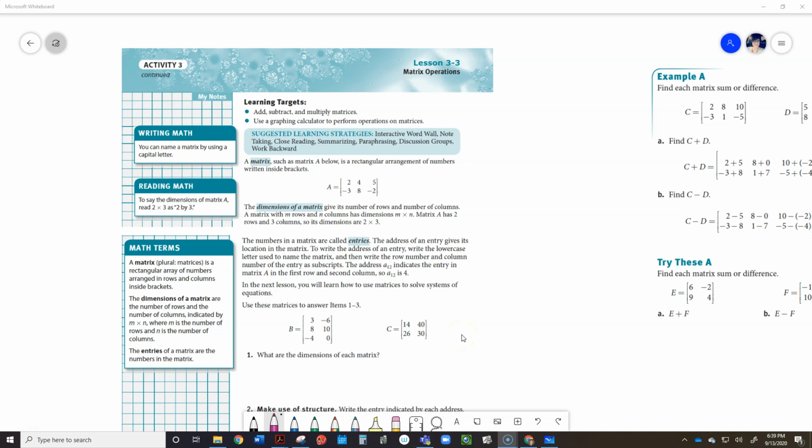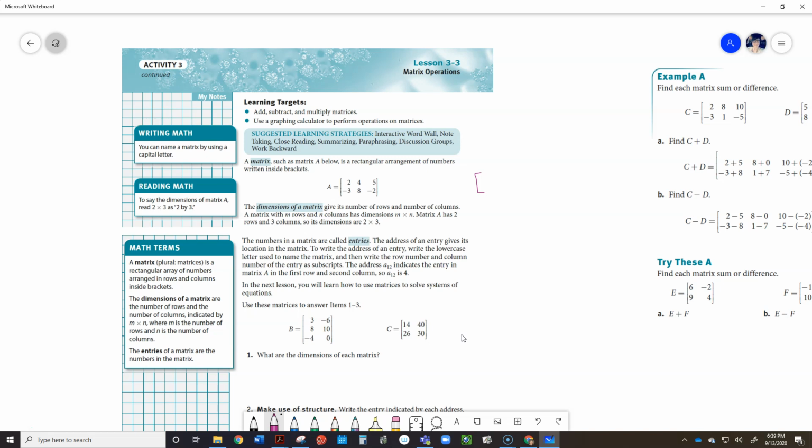So in lesson 3-3, which is part of activity 3 in your Springboard book, we're going to learn what a matrix is. A matrix, by definition right here, is rectangular in shape, and it's just an arrangement of numbers. So here's the rectangular shape of the numbers, and they're written inside brackets. Here's what it looks like if I draw the bracket.